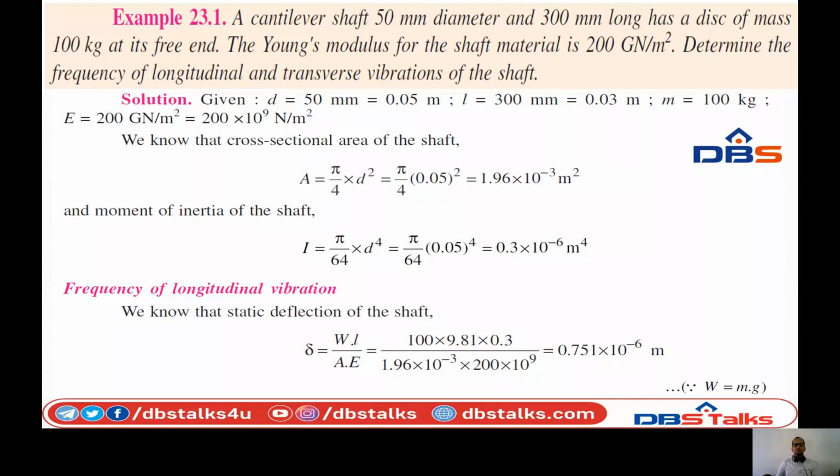delta. So the above 1 by 2 pi into square root of g, these are all numerical values, those are constant values. They all come to a single value, 0.4985 by root of delta. So now the problem is simply calculating the delta, which is enough for calculating the natural frequency. Then what is the delta? Deflection of the cantilever?